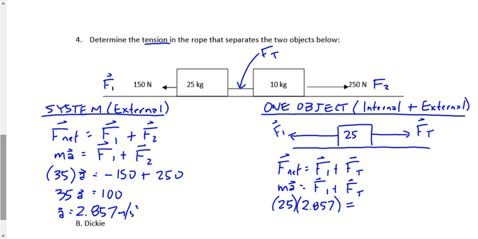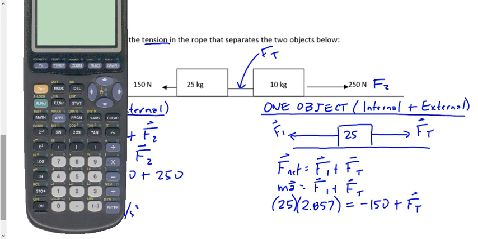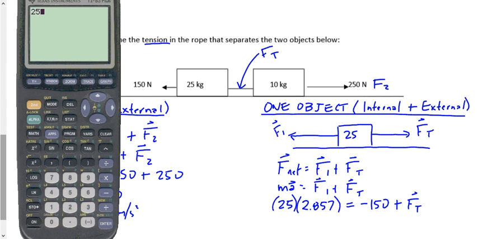Now F1 is still negative 150 plus Ft. We're going to calculate that. Now let's get the calculator for this one here. We're going to say 25 times 2.857. That's my left side. Take the 150 over by adding, and I get 221.425.